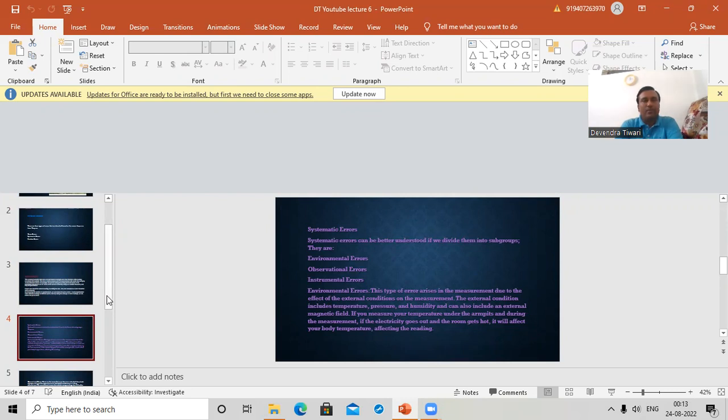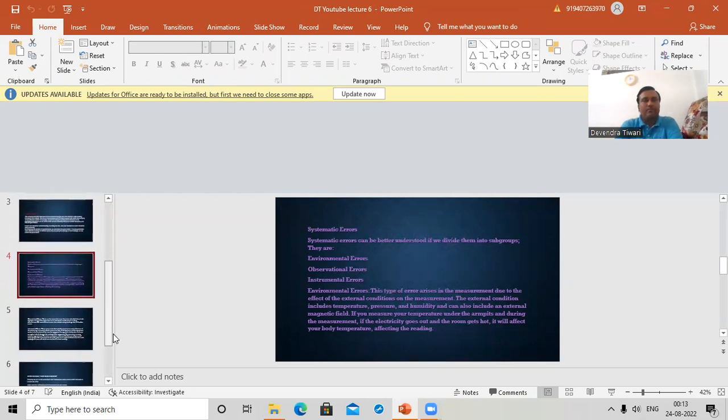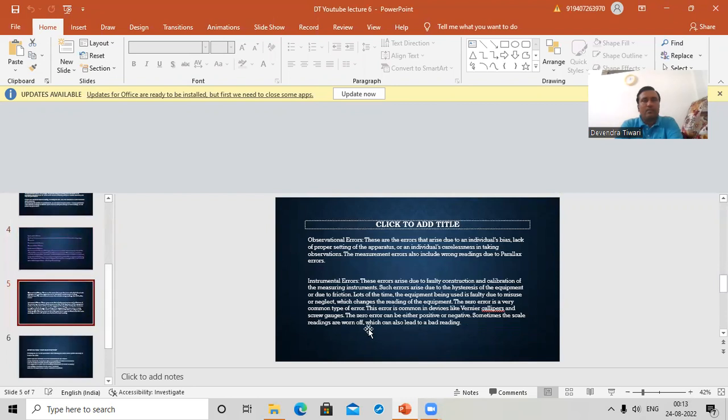We move to the next slide. Observational errors. These are the errors that arise due to an individual's bias, lack of proper setting of the apparatus, or an individual's carelessness in taking observations. The measurement errors also include wrong readings due to parallax errors.